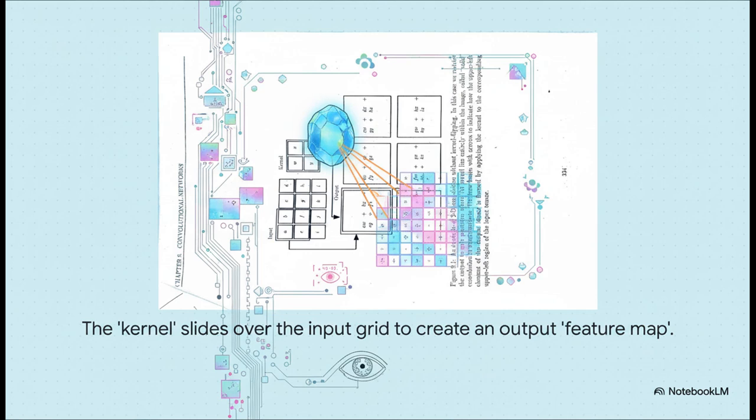And here you can actually see it in action. That little kernel slides over a patch of the input, does a quick calculation, and then spits out a single number in the output grid. When it's done scanning the whole thing, you get what's called a feature map. Think of it like a treasure map that only highlights one specific thing, like X marks the spot for every single vertical line it found.